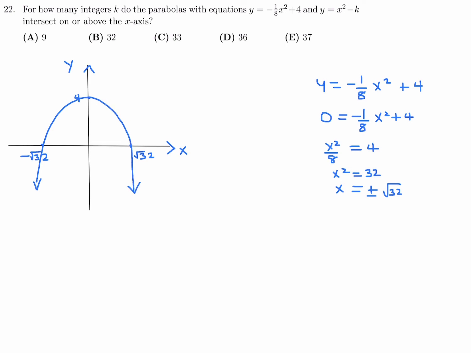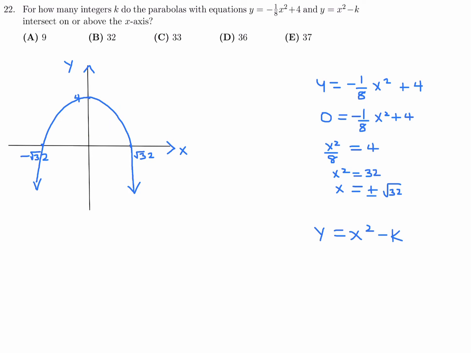Now, we've got another one right here, which is y is equal to x squared minus k. This parabola is going to point upward because the coefficient is positive 1. But then I've got this minus k. I'm not sure where that k is. I don't know what the value of k is. The only thing I know is that this parabola looks something like this.